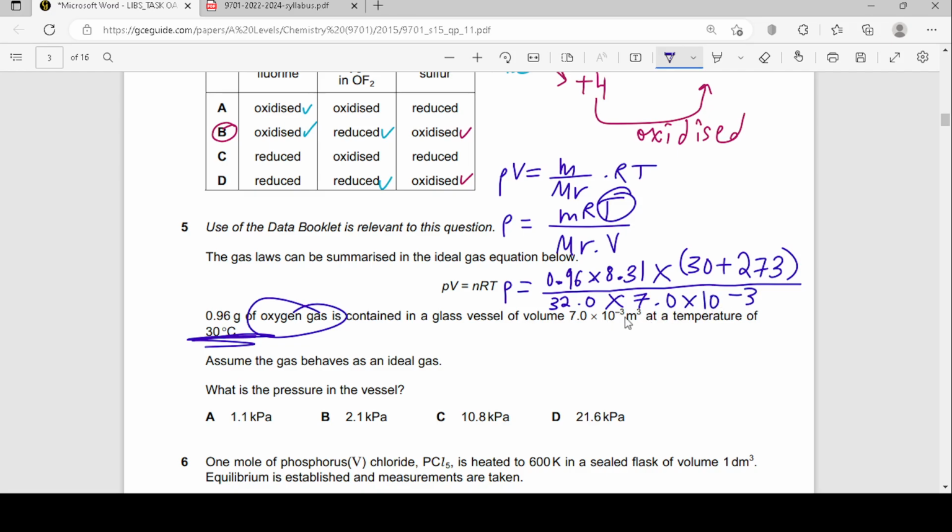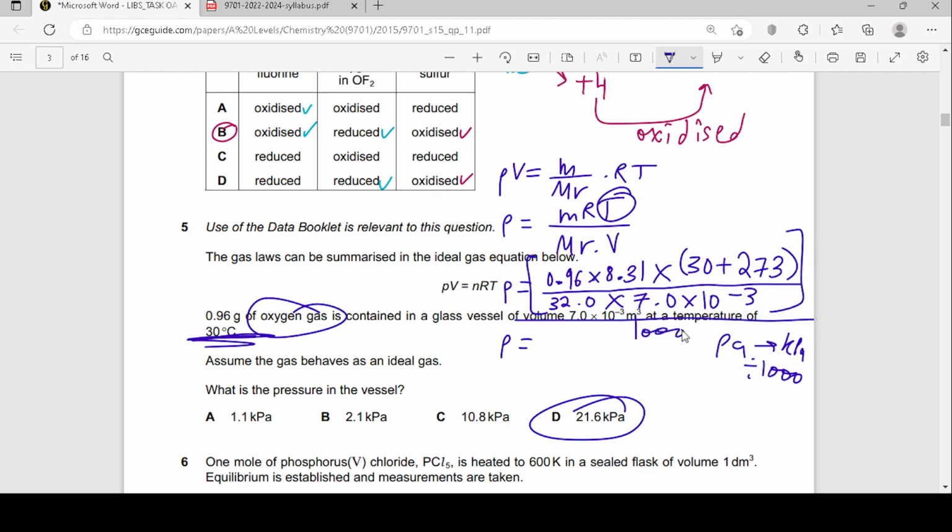And now we just put that in our calculator and find the answer. So 30 plus 273, and then answer over 32 times 7 times 10 to the power of minus 3. The answer I get is going to be in pascals, but all the options are in kilopascals. So to convert from pascals to kilopascals, I'm just going to divide by 1000. Whatever answer I get in my calculator, I divide by 1000. So then what do I get? I get 10.791 kilopascals.